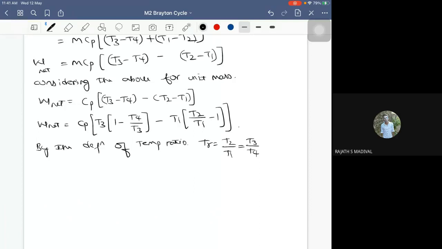Very good. So W net, now what happens, T4 by T3, T2 by T1, write it as TR. Correct? Can I write T3 into 1 minus T4 by T3 as TR? One by TR, sir. 1 by TR, very good. So T3 by T4 is TR, this is 1 by TR. Very good. Minus T1. Here what happens, here it is TR.